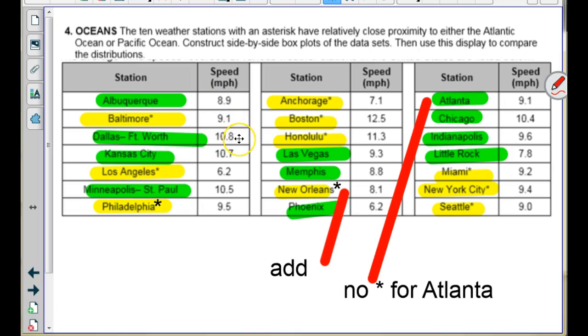8.9, 10.8, 10.7, 10.5, 9.3, 8.8, 6.2, 9.1, 10.4, 9.6, and 7.8.